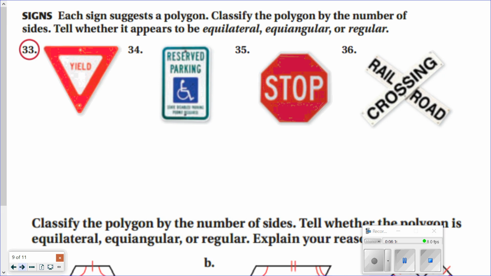Each sign suggests a polygon. Classify the polygon by the number of sides. Then tell whether it appears to be equilateral, equiangular, or regular. So for our first problem here, we have a triangle because there are 3 sides. And it would be a regular polygon because the angles and the sides are congruent.